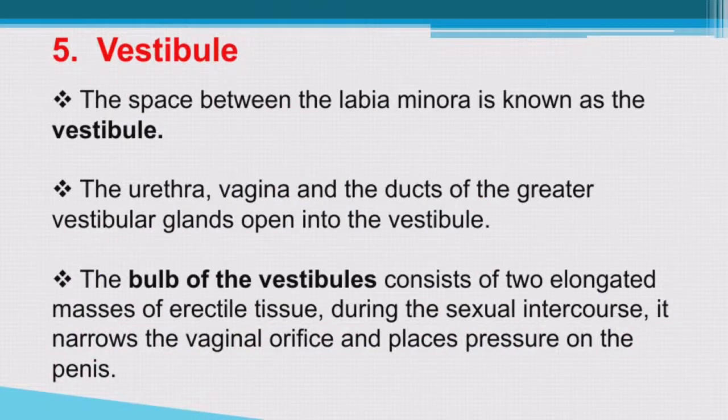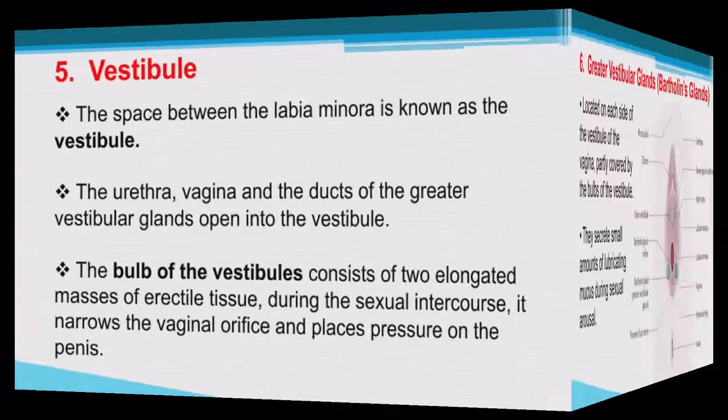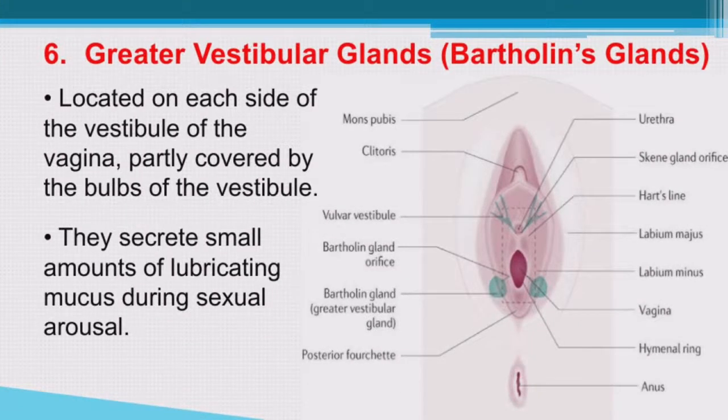5. Vestibule. The space between the labia minora is known as the vestibule. The urethra, vagina and the ducts of the greater vestibular glands open into the vestibule. The bulb of the vestibule consists of two elongated masses of erectile tissue. During sexual intercourse, it narrows the vaginal orifice and places pressure on the penis. 6. Greater vestibular glands or Bartholin's glands are located on each side of the vestibule of the vagina, partly covered by the bulbs of the vestibule. They secrete small amounts of lubricating mucus during sexual arousal.